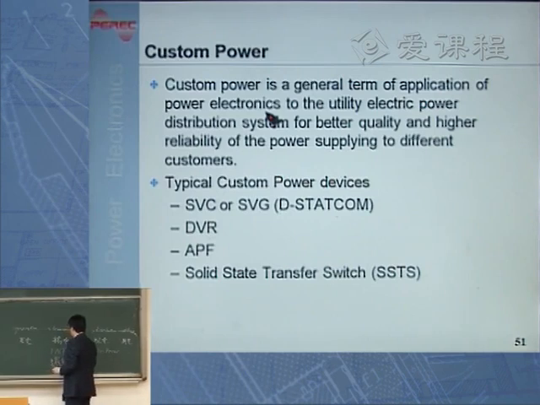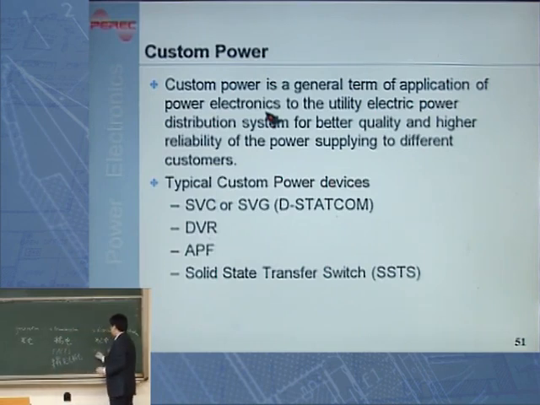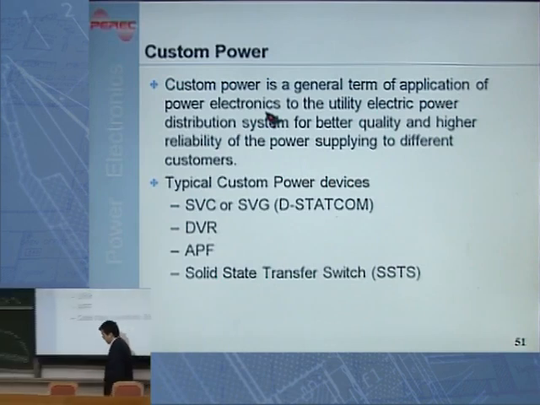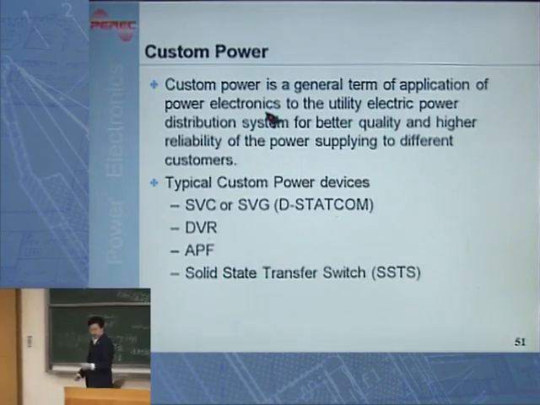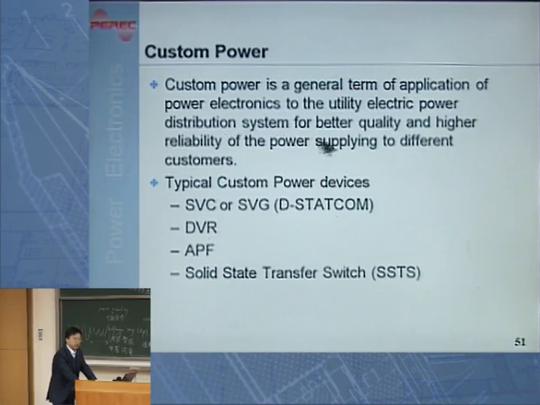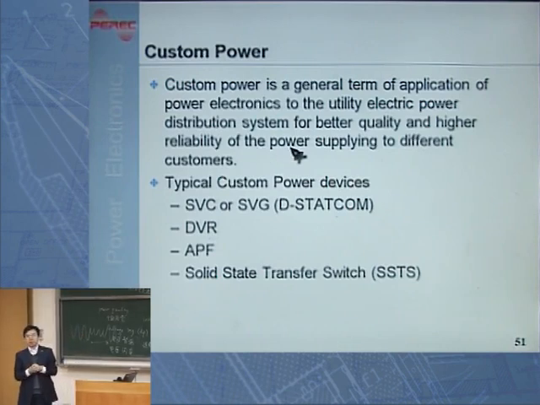Flexible AC transmission, custom power technique. Again, this idea of custom power is exactly a general term for applications of power electronics to the utility distribution system for better quality of power and higher reliability of the power supplied to the different loads for different customers.